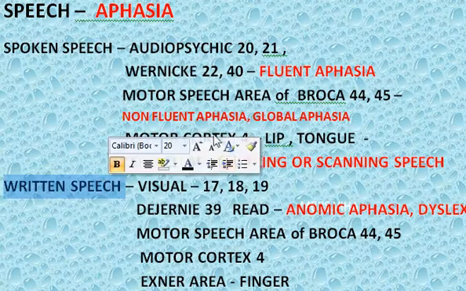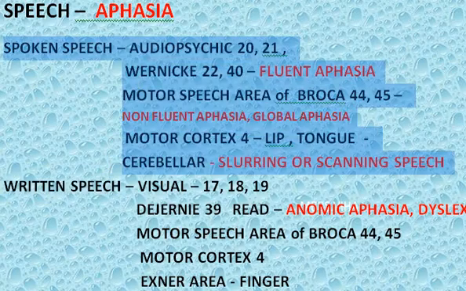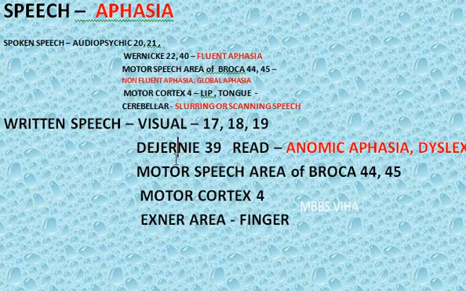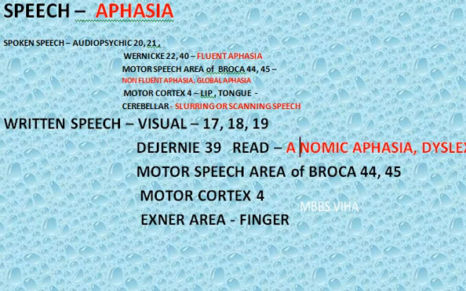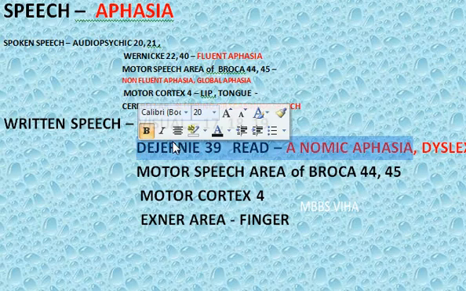Fine. Now let us understand the problems in written speech. In written speech, if Dejerine's area is affected, you cannot read. Let us say you are not able to read the question properly in the exam. Why is that? That is because of Dejerine's area. It is called anomic aphasia. Say anomic aphasia. Okay, where Dejerine's area is not able to read properly.